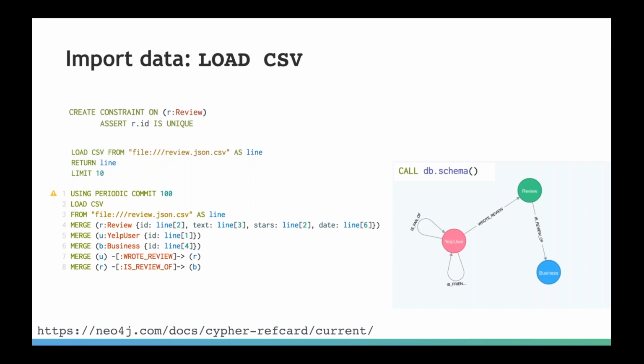And then in the 2 final lines of this statement, I create a graph structure. I make a structure where the user wrote a review, and I made the review as a review of a business. And again, when I call the db.schema function, I can see the inferred schema. So now I have a theoretical model where I have a Yelp user, a review, and a business, and some relationships between them.